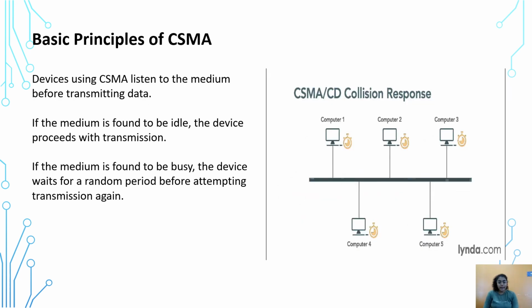Now let us see some basic principles of CSMA. Devices using CSMA listen to the medium before transmitting data. If the medium is found to be idle, the device proceeds with transmission. Idle is nothing but the channel is not busy. If the medium is found to be busy, the device waits for a random period before attempting transmission again.